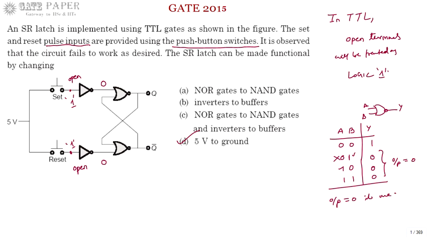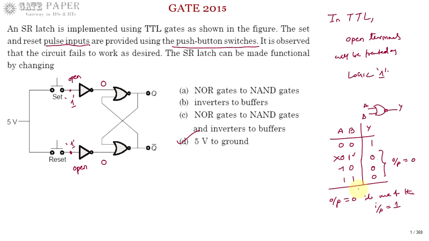If one of the two inputs is at logic 1, because 1 plus something is going to be 1, 1 bar is always 0. So if one of the inputs is 1, the output doesn't depend on the other input.